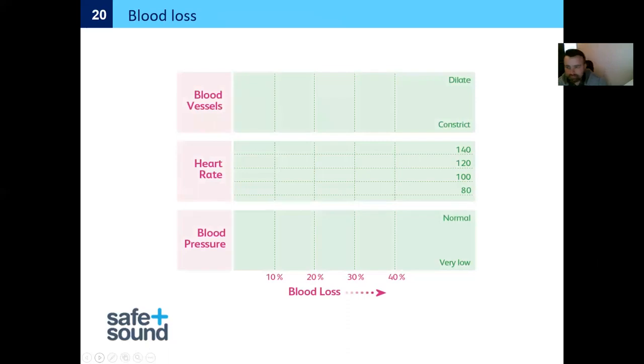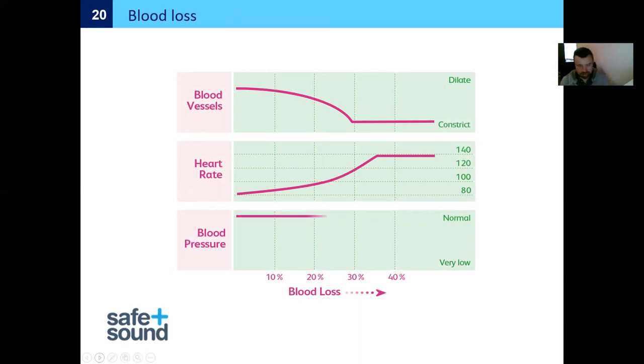So we'll now move on to blood loss and shock. Here we have blood vessels, which are responsible for carrying the blood through our cardiac system. There we should have a normal heart rate between 60 and 80 beats a minute. So if it starts to go up, we've got a problem.